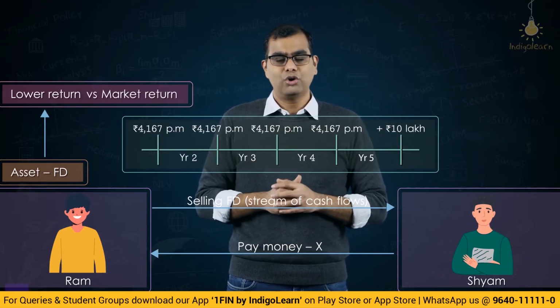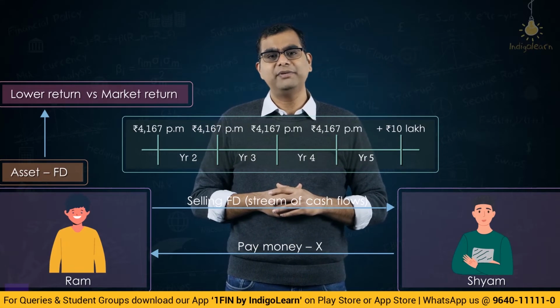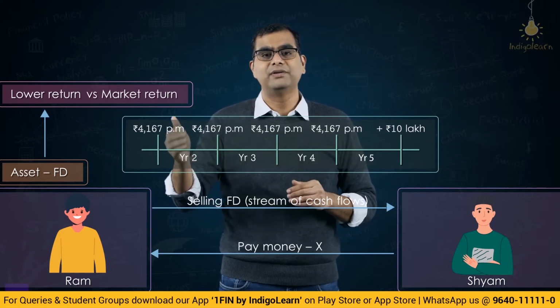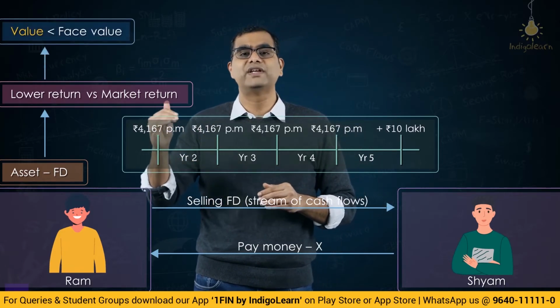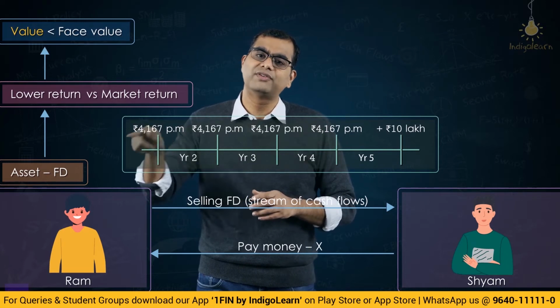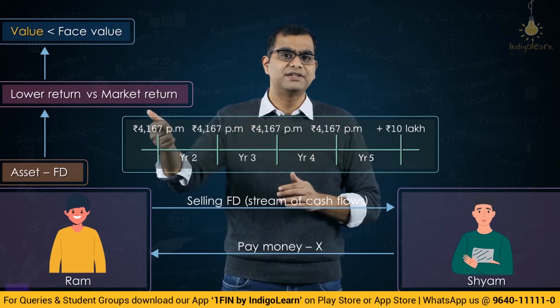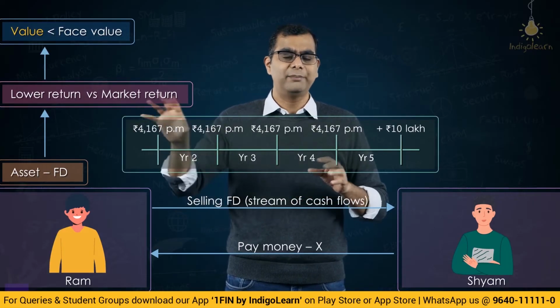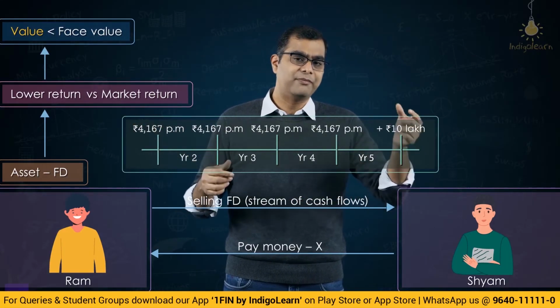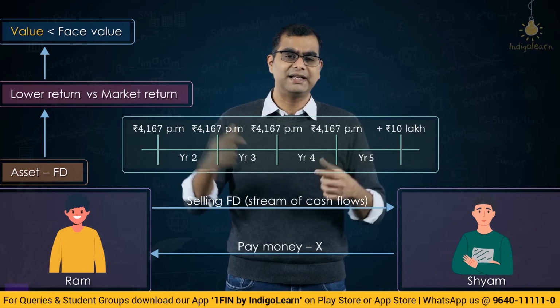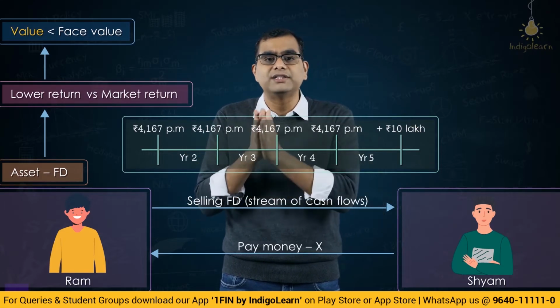Agreed? So how will such kind of an asset be valued? Such an asset will be valued at lower than its face value. What is its face value? Its face value was 10 lakh. Why did I say that Shyam will give you only 8 lakhs? Compare the 10 lakhs versus 8 lakhs. Is the value of 8 lakhs less than 10 lakhs? Yes, it is lower than face value. That is precisely the point.